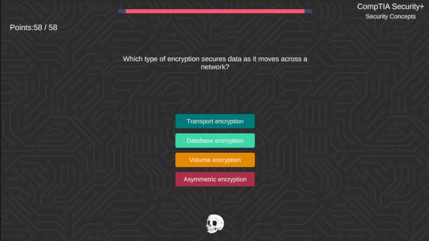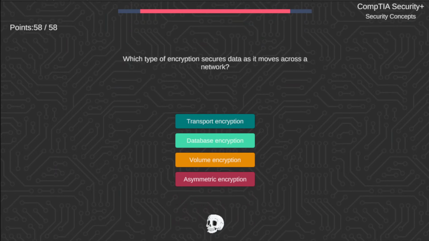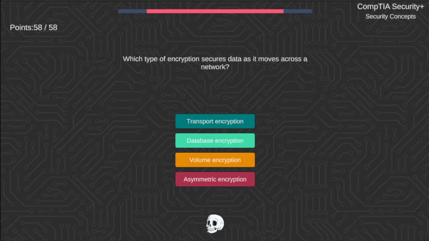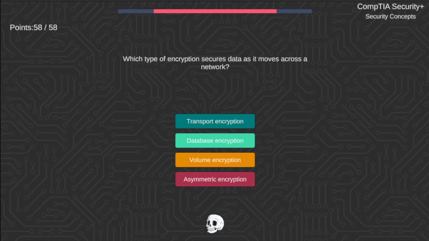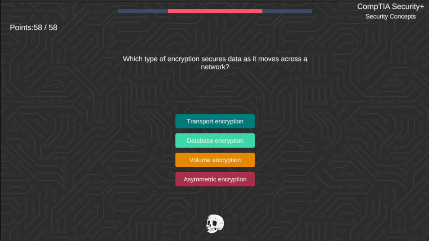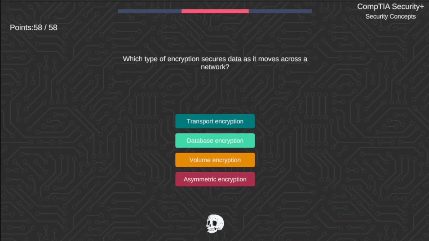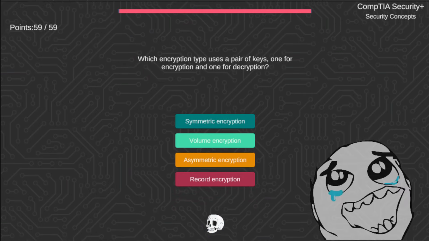Which type of encryption secures data as it moves across a network? Transport encryption, database encryption, volume encryption, or asymmetric encryption? Secures data as it moves across a network. Correct answer is transport encryption.